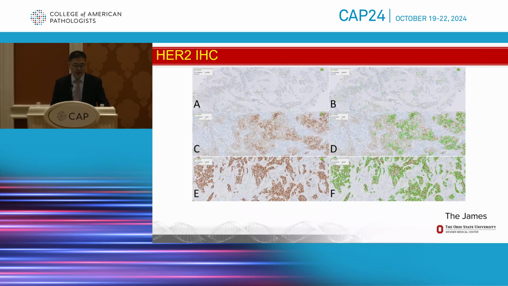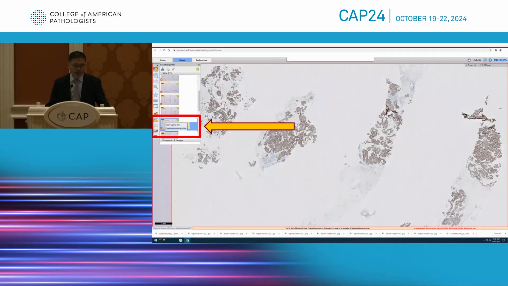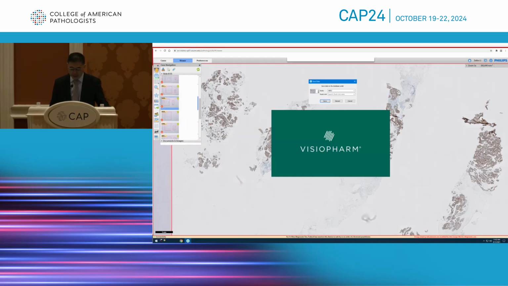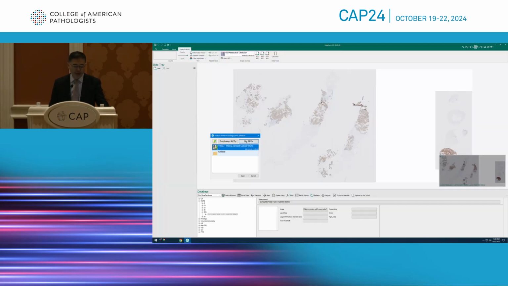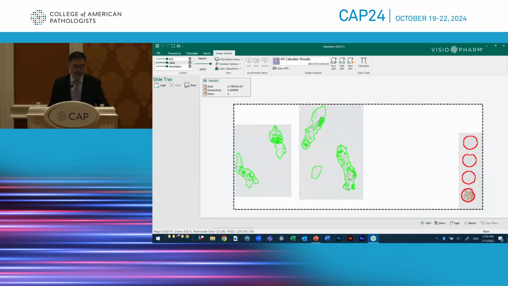The first one is HER2. I think there is a lot of literature there. We did several studies, including validation and also some prediction, using the quantified result to predict the response to anti-HER2 therapy. In this process, similar to the lymph node metastasis, we use the same AI platform. First of all, we open the HER2 IHC slide and open the WSI in the AI platform, as shown here. Then you can select the algorithms to run the analysis.